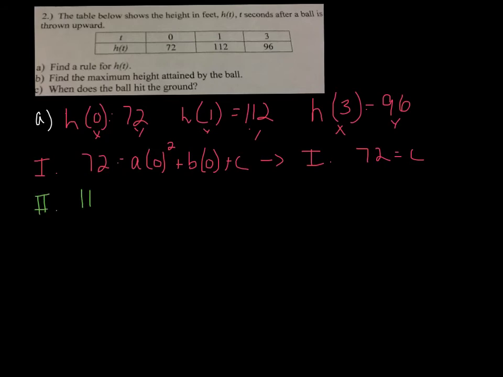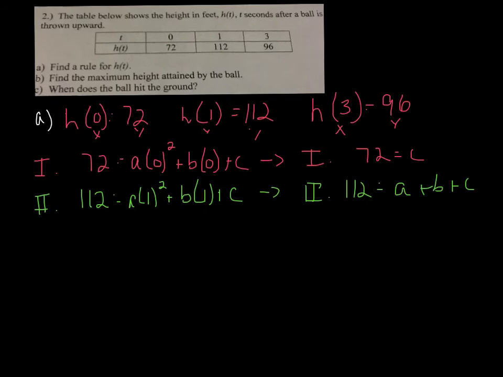All right, and then 112, the second output. Input was 1, so that's A times 1 squared plus B times 1 plus C. So equation 2 just becomes 112 equals A plus B plus C. And then finally, equation 3, I'll just take a shortcut here. The output was 96. And what did we plug in? Oh, we plugged in 3. So 3 squared is 9A plus 3B plus C.